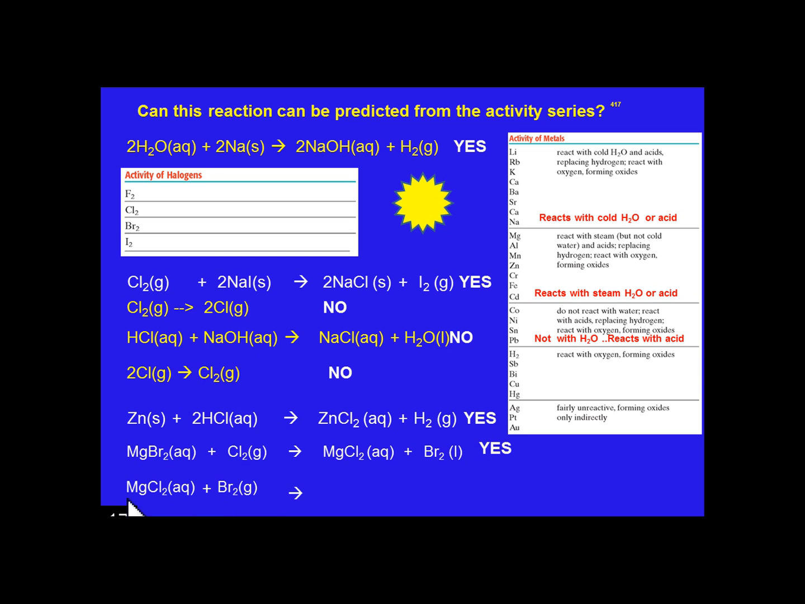How about this one? You've got magnesium chloride now and bromine. Well, chlorine is up here, bromine is down here. The bromine is not strong enough to replace the chlorine, so there's no reaction. But can you predict it? Well, I just did. No reaction is a prediction. So yes, you can predict that even though there's no reaction, that is the prediction.